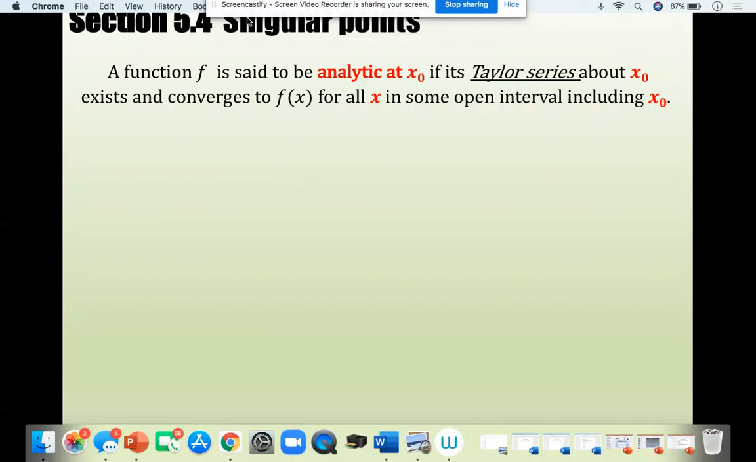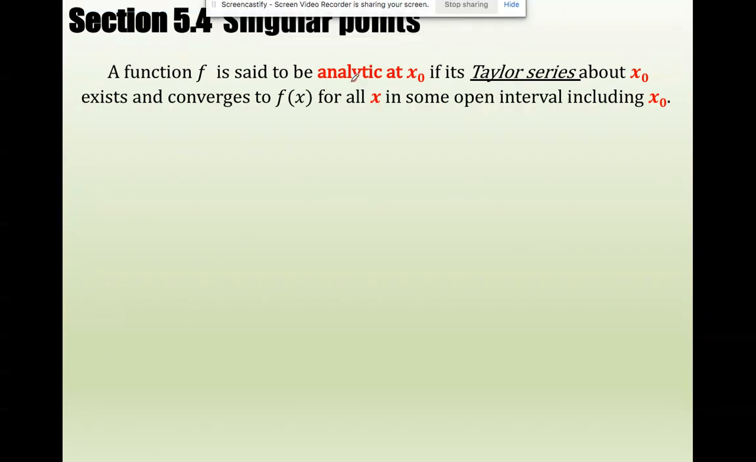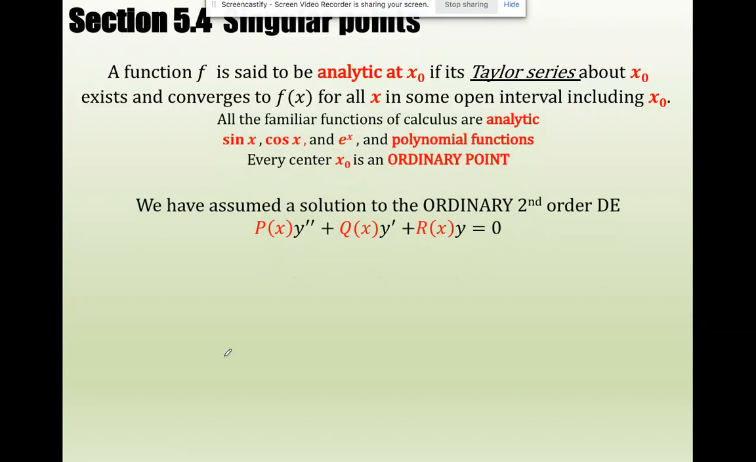Analytic is another vocabulary word, and analytic just means I can construct a Taylor series. If I can construct a Taylor series, it means there's no issues, right? We have a lot of analytic functions from calculus. Sine, cosine, e to the x are certainly analytic, and so are polynomials. Every center that you could pick is an ordinary point. They're analytic because at any x, I can construct a Taylor series.